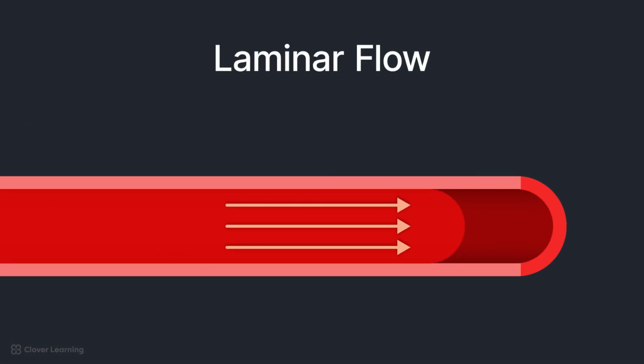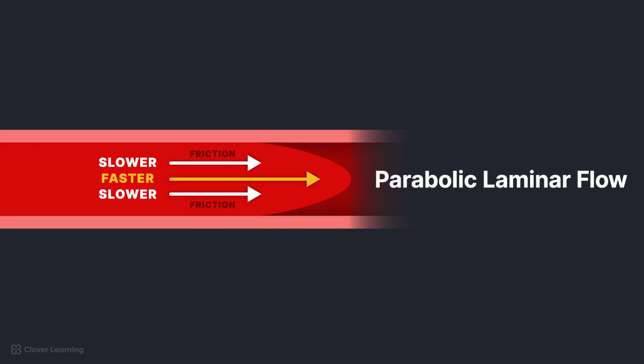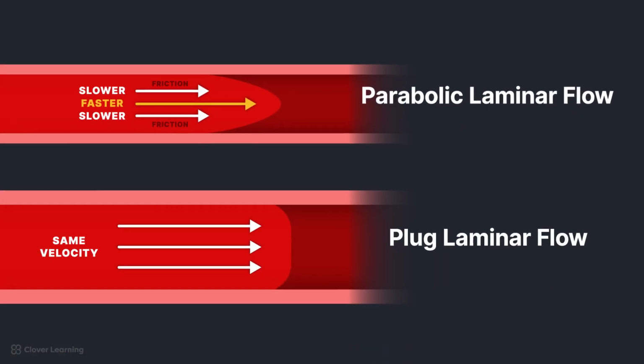Laminar flow occurs when blood moves in smooth, parallel layers. Laminar flow is characterized by either a parabolic velocity profile or what is called a plug profile. In parabolic laminar flow, the layer closest to the vessel wall moves more slowly due to friction, while the central layers flow faster. In plug laminar flow, all of the layers and blood cells travel at the same velocity. Plug flow occurs in larger arteries, while parabolic flow is seen in smaller arteries, where frictional forces between the flow layers and the vessel wall have a greater effect on flow layer velocities.